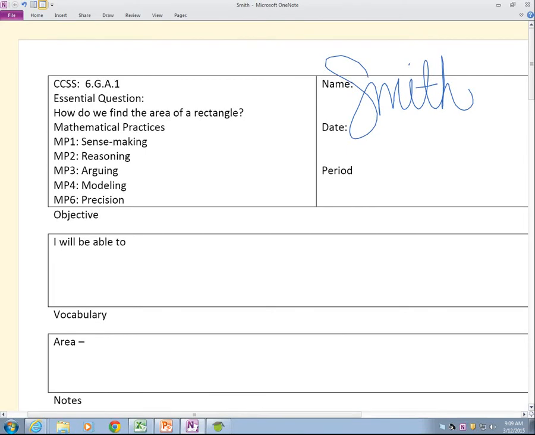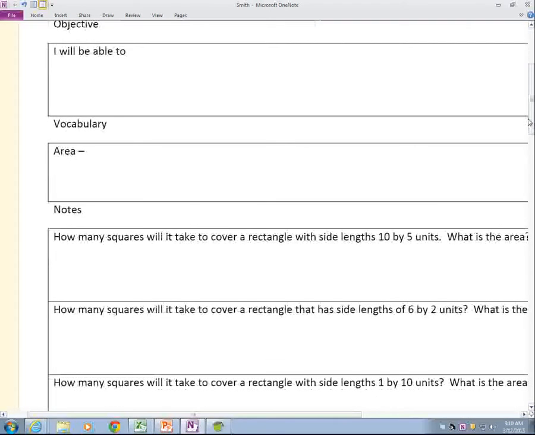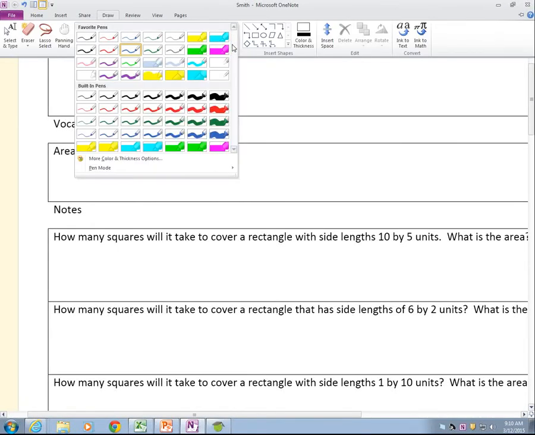What you just wrote. All right. So first off, let's talk about some vocabulary. Make this a little bit thicker.